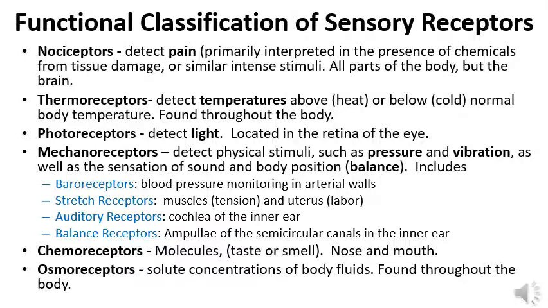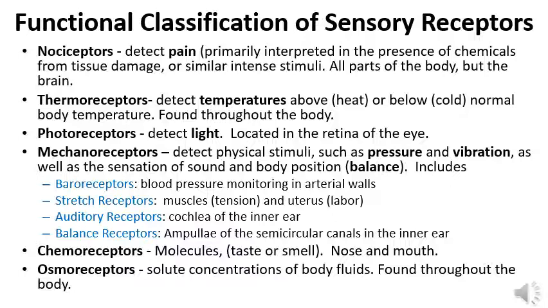Here's our third slide on the classification of sensory receptors, in this case, functional classification. What do they do? We got nociceptors, which detect pain, thermoreceptors that monitor temperature, photoreceptors that detect light. Mechanoreceptors are probably the most numerous receptors found in the body and contribute probably to some of the most important things that we need to monitor, which would include blood pressure, would include stretch and position of our muscles and our bones, auditory receptors, which is how we hear, and balance receptors in terms of the vestibular system, in terms of how we maintain our balance.